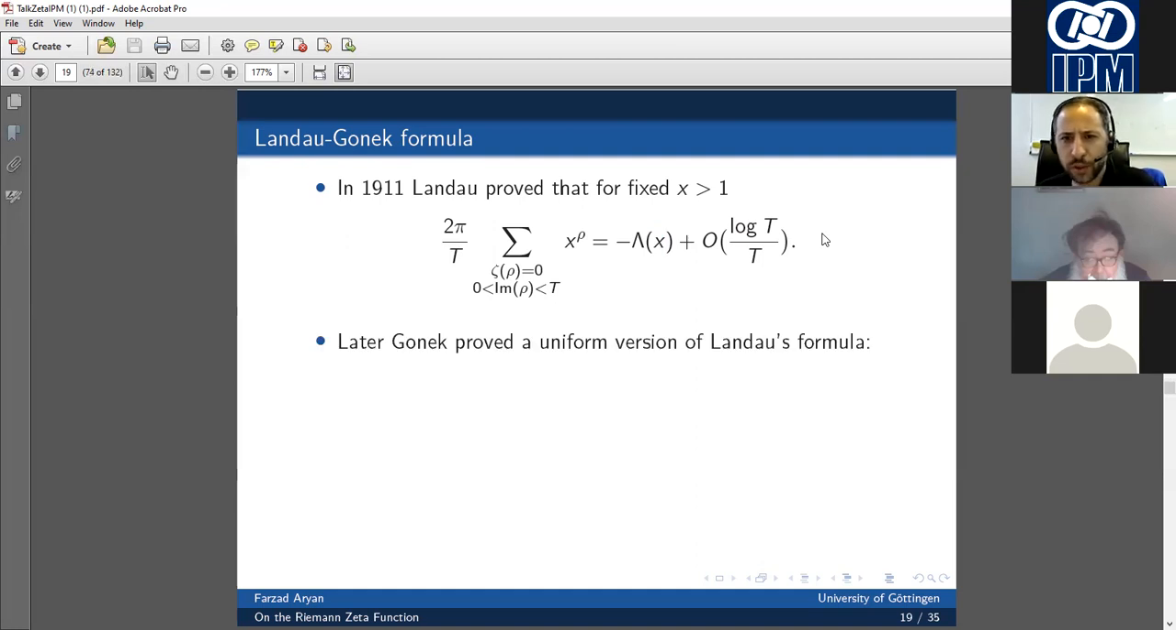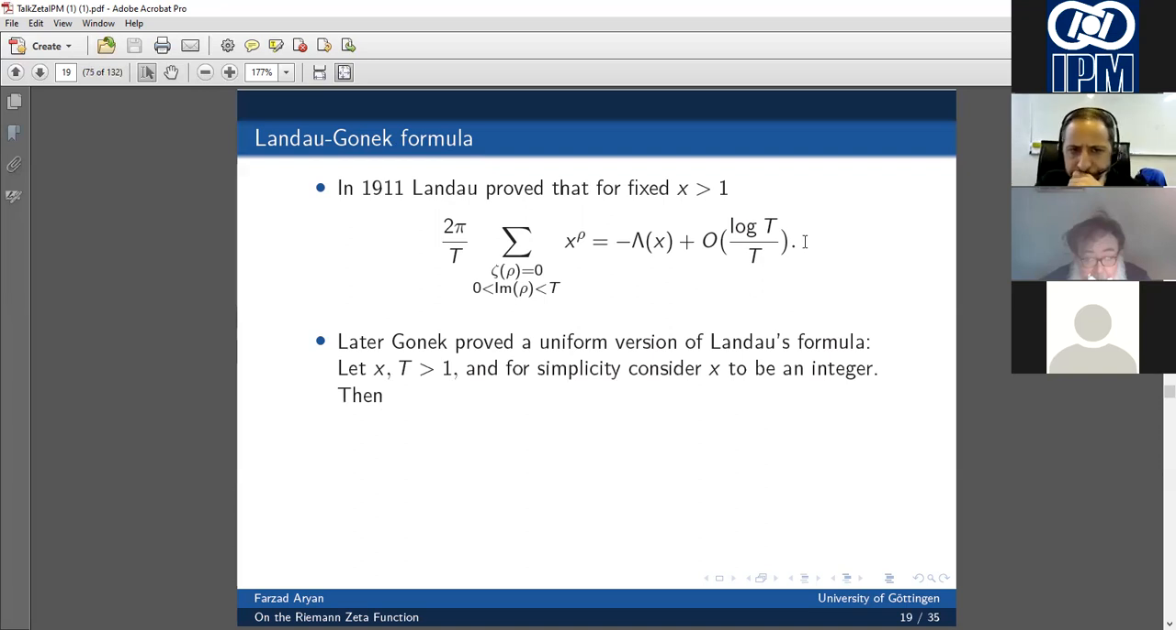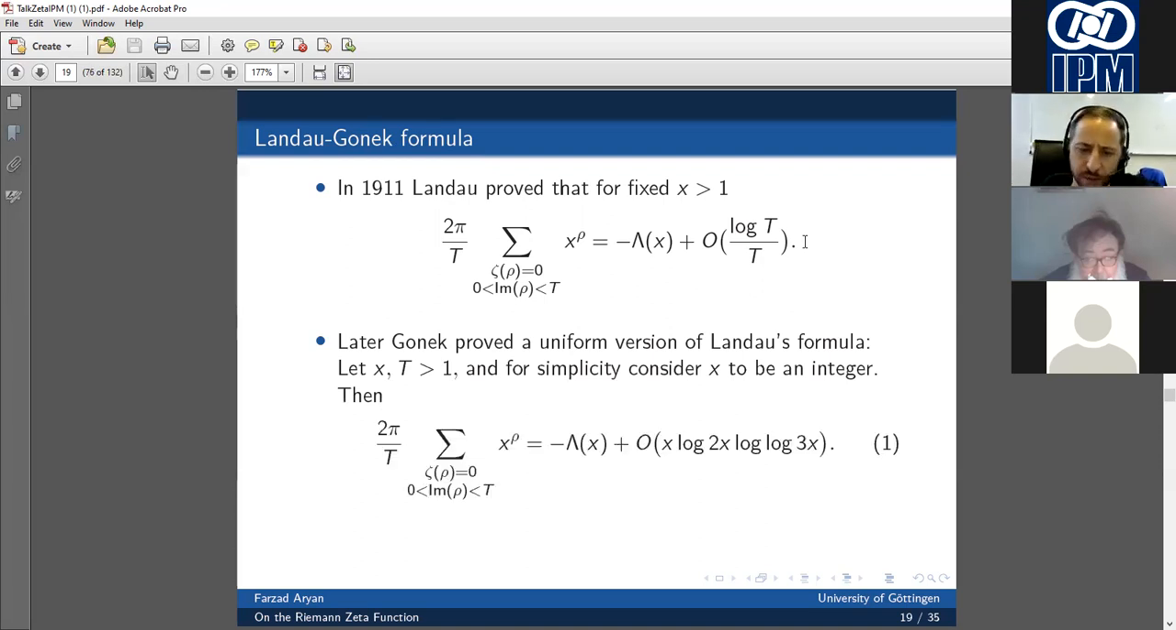Gonek also worked on this formula. As you can see, I don't have the dependency on x in the error term. What Gonek does is work this out, and you see that the error term now depends on x. So it's a more uniform version of it. But the important point is that it's a nice way of seeing how primes are related to the zeros. You can write the weighted indicator function of primes in terms of the variable to the power of zeros of the Riemann zeta function.